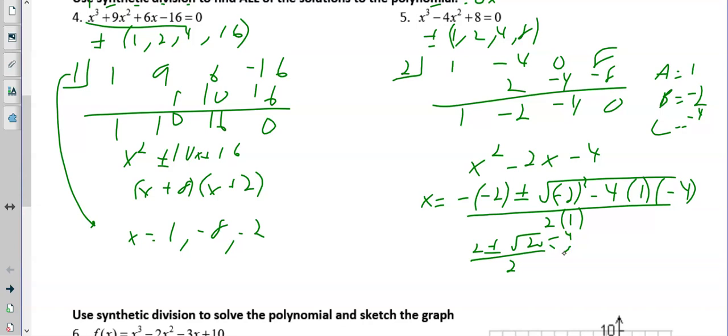4 is going to come out. 2 plus or minus the square root of 4 is 2. Radical 5 over 2. You can simplify all these 2's, but it has to be into both of them. So our final answer is x equals the 2 we started off with, and then 1 plus or minus radical 5. There's my 3 answers. 2 here and 1 here.